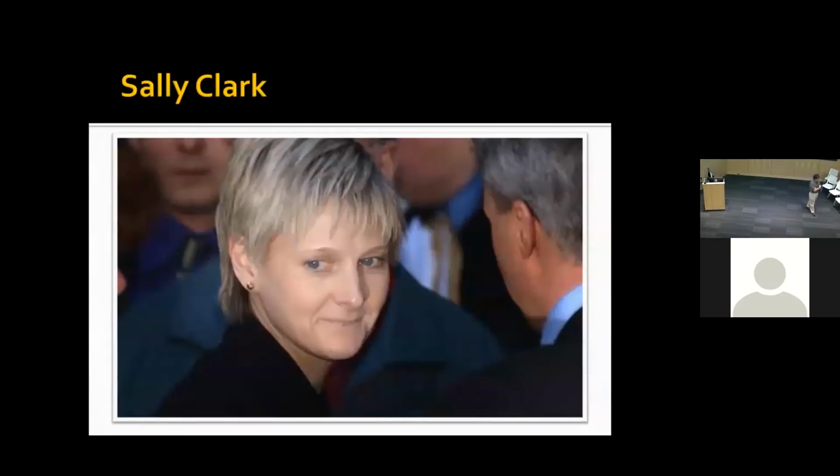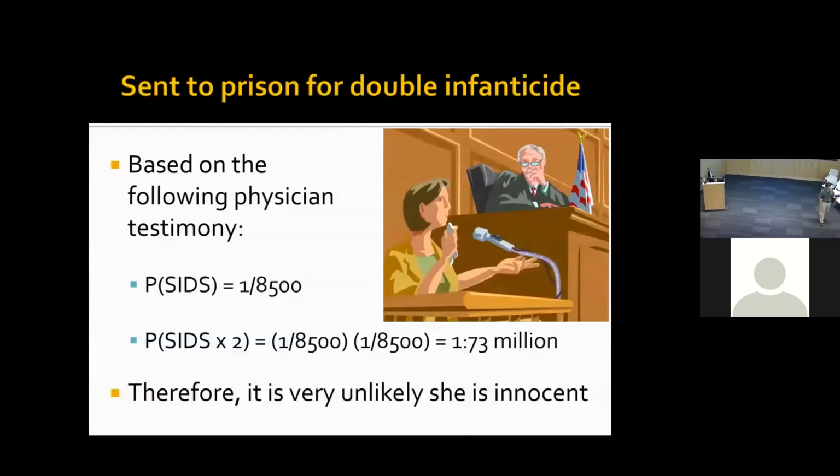This is not such a funny example. This is Sally Clark. Sally Clark was sent to prison for double infanticide based on the following physician testimony: that the probability of SIDS was 1 in 8,500, and therefore the probability of having 2 babies die of SIDS, you just multiply those together, and that's 1 in 75 million. And therefore, it's unlikely she's innocent. What's the problem with this? When can you multiply probabilities together? Like this.